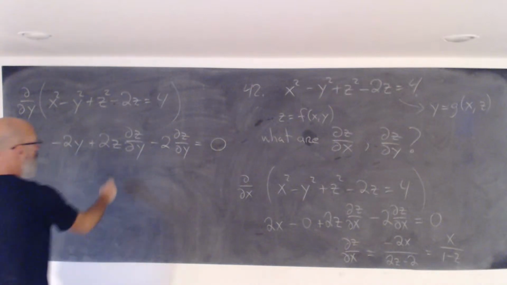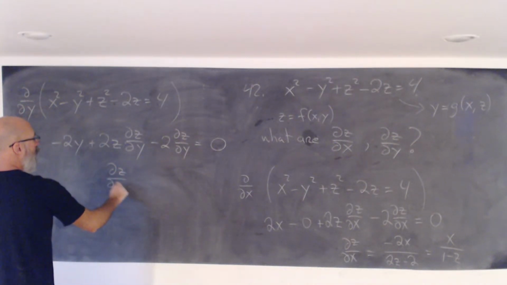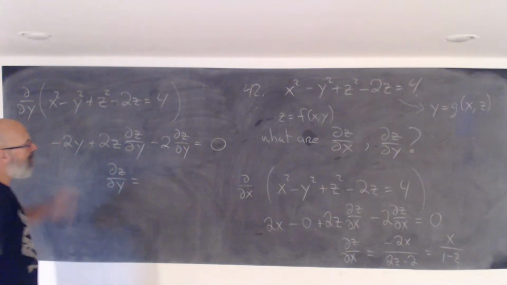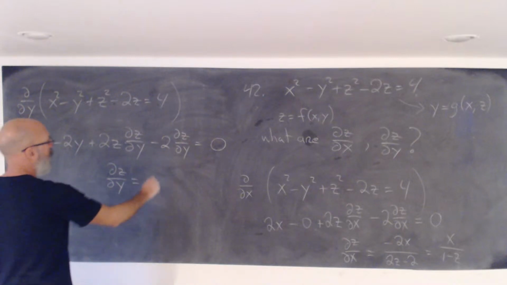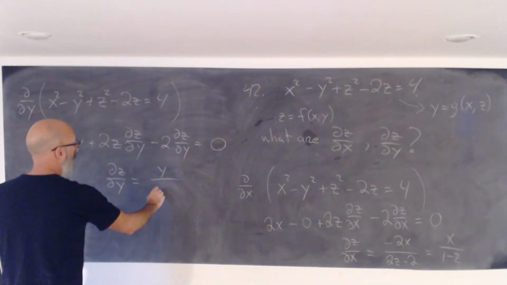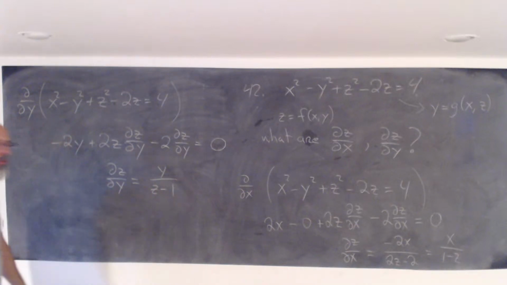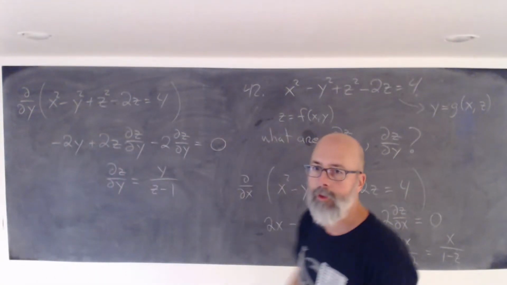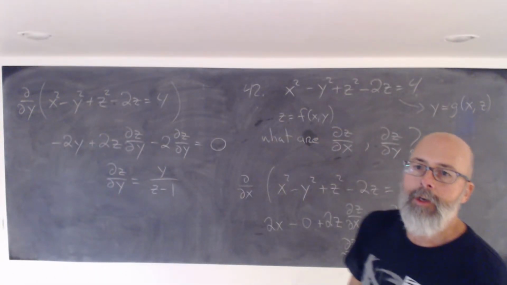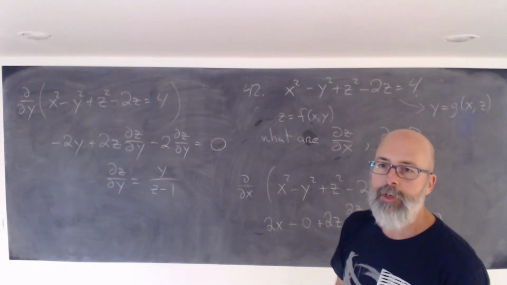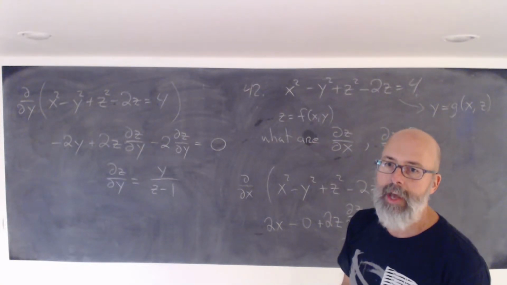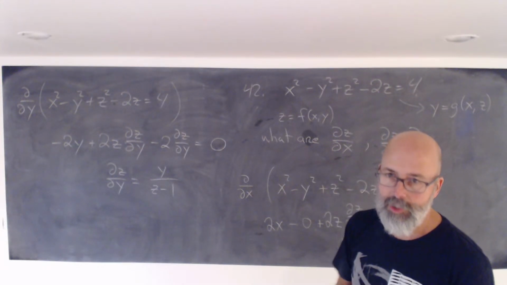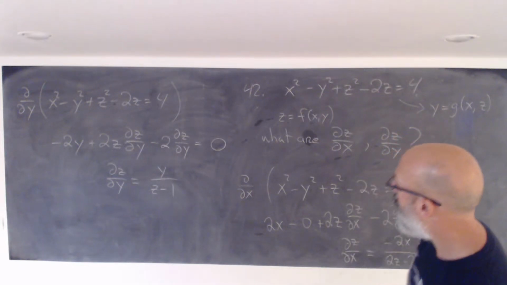And it's easy to see by the same process, right? Bring this to the other side, factor out a dz dy and divide. We get y over z minus 1. So since z is a function of x and y, we cannot consider dz dx as a constant, correct? Yeah, well, dz dx is not necessarily 0.